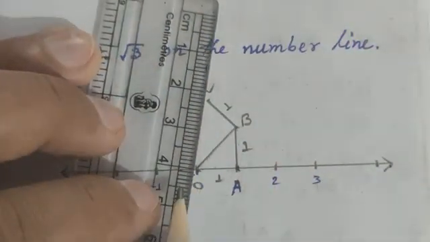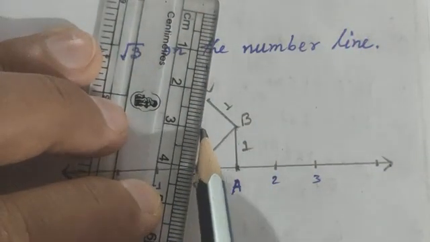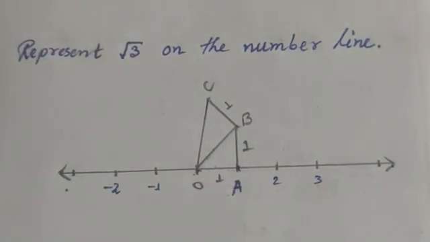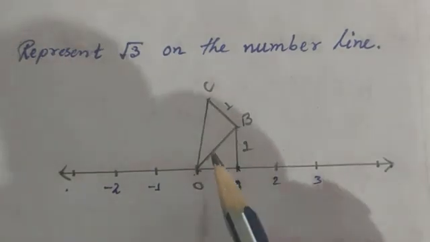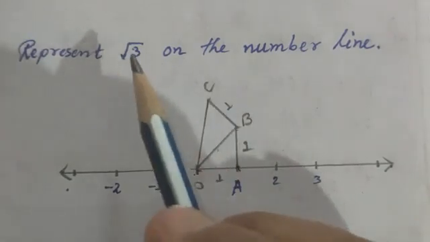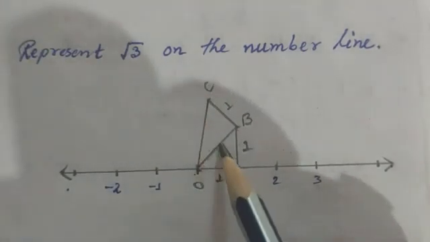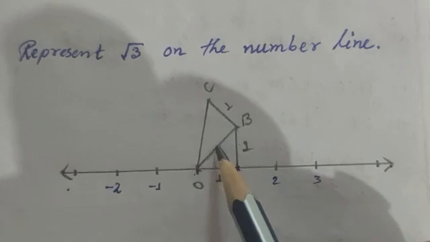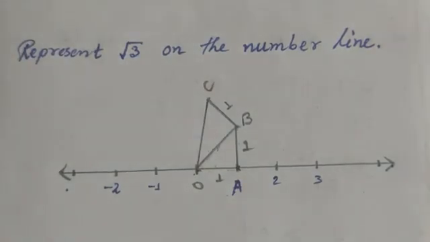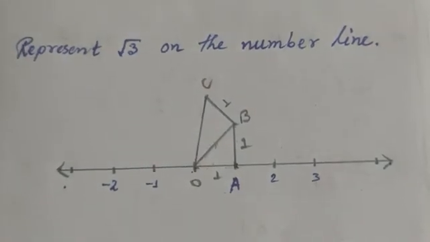Once you do so, you will get this figure. Now, let us check what is the length of this hypotenuse. As you have already learned in the previous construction, this hypotenuse, its length is root over 2. Then what will be this? Let's see.